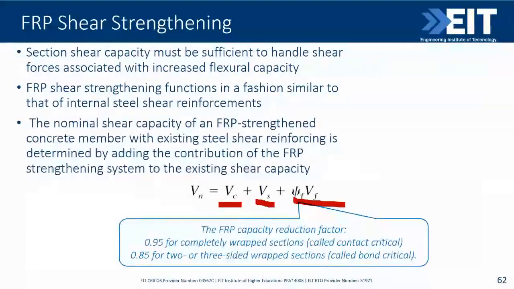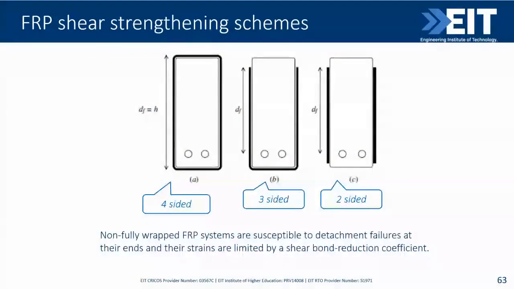Let's go even faster from here. They all have different design factors. And like we said, it can be done two-sided, three-sided, or four-sided. In the four-sided case, please note there is no problem of the bonding because it's fully wrapped. And in this case, the splice will provide some additional shear resistance.